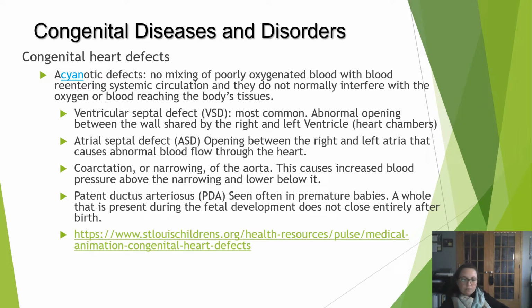Here's a few lists. VSD, or ventricular septal defect, is quite common. It's the abnormal opening between the walls shared by the right and left ventricle, which are two of the heart's chambers. ASD is atrial septal defect. It is the opening between the right and left atria that causes abnormal blood flow throughout the heart. And then there's coarctation, which is the narrowing of the area of the aorta. This causes increased blood pressure above the narrowing and lower below it.